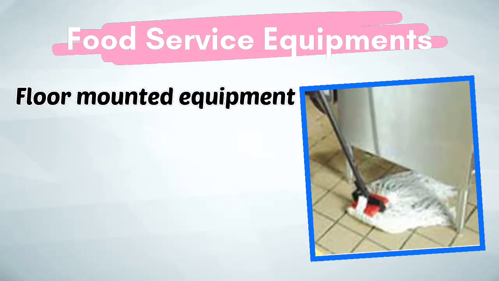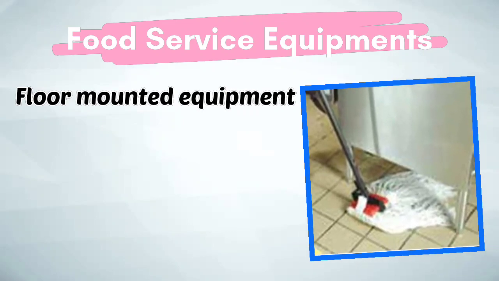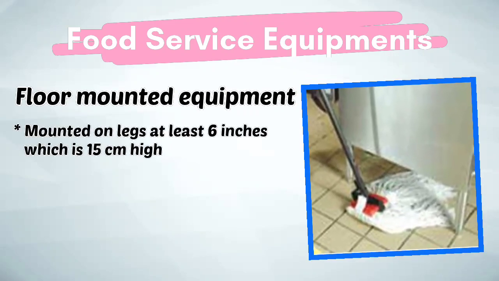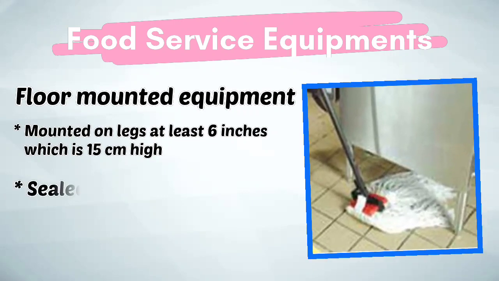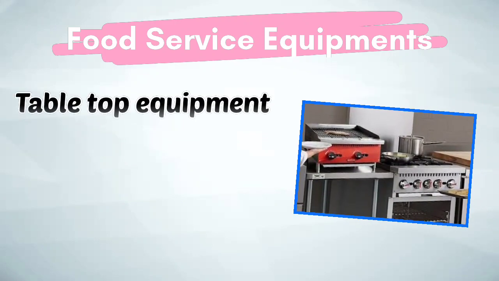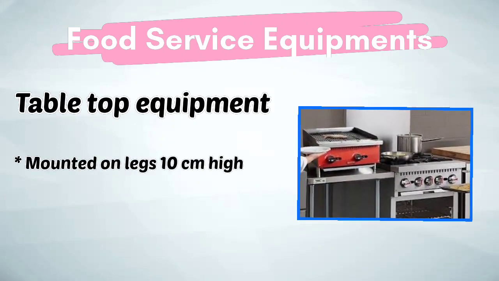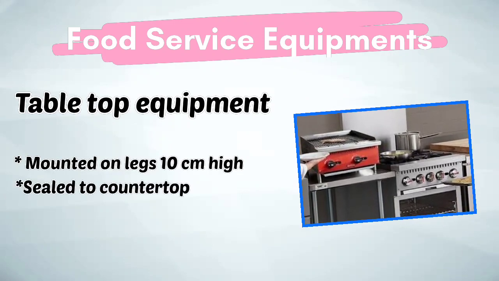To install and maintain equipment, floor-mounted equipment must be either mounted on legs at least 6 inches, which is 15 centimeters, in height, or sealed to a masonry base. While tabletop equipment should be either mounted on legs 10 centimeters high or sealed to the countertop.